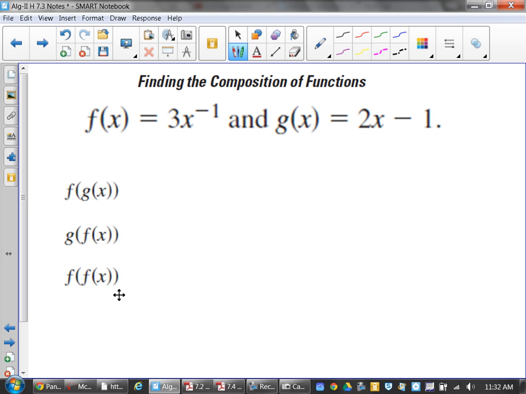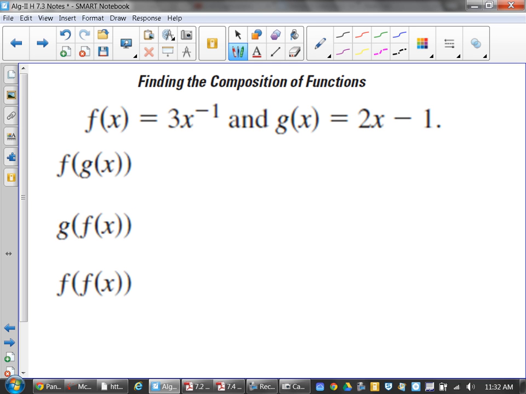It's not that bad. So if I have two functions, f of x is 3x to the negative 1, and g of x is 2x minus 1. If I want to figure out what f of g of x is, I start by writing down the g of x equation, 2x minus 1, and then I surround it with the f equation. Because I took that g of x equation and I replaced it with x in the f equation. And then from there you simplify.